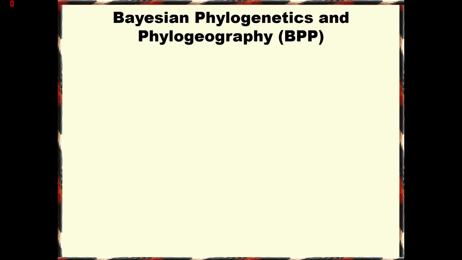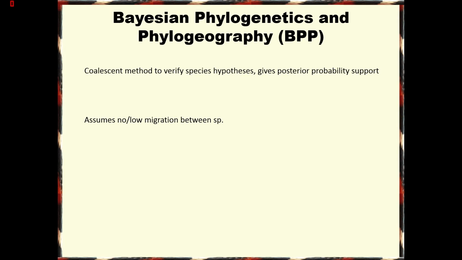What this program is able to do is it's a coalescent method that you can use to verify a species hypothesis, and it gives you a posterior probability support. So you've got some sort of statistical support value that goes along with whether you can find species distinct that you're proposing. One thing to know about this method is that it assumes no or low migration between species. In some ways it's similar to the biological species concept in that you don't really have much gene flow, but you could have a little.